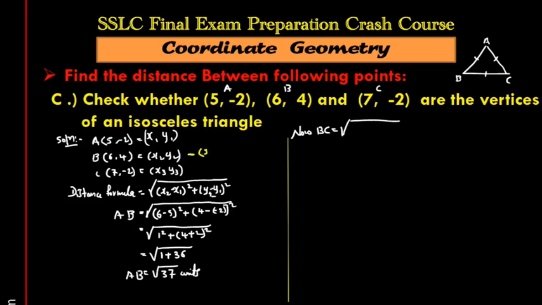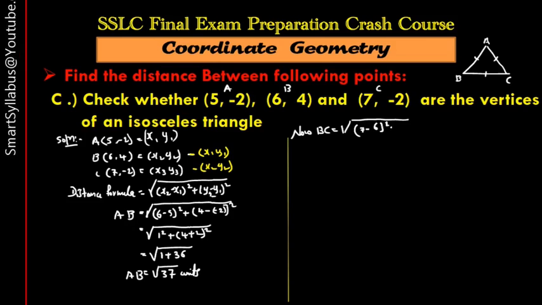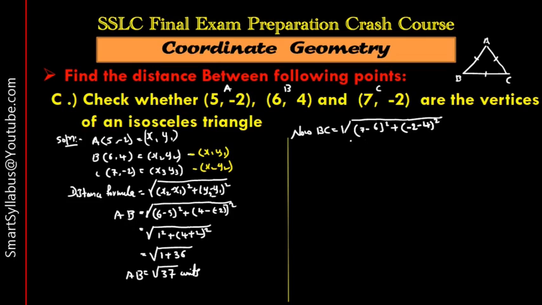So treat them as this is x1 y1, this is x2 y2. Okay, now x2 is 7 and x1 is 6. So substitute now. X2 is 7 minus x1 is 6, the square, plus y2, y2 is minus 2 and y1 is 4. So minus 2 minus 4, the square.